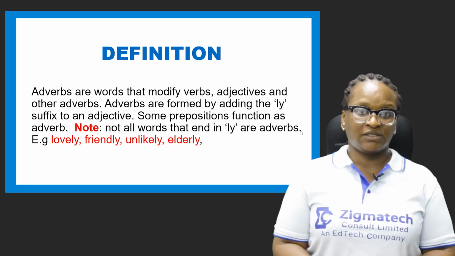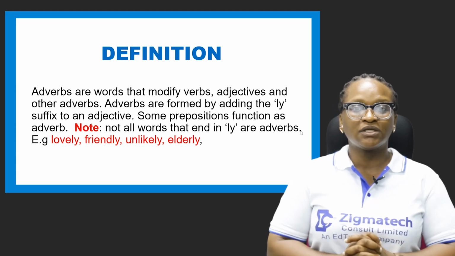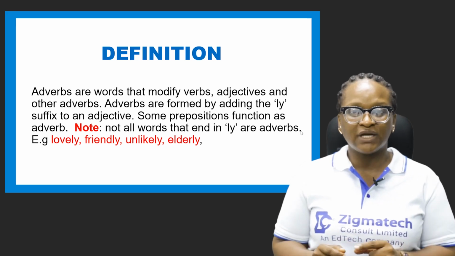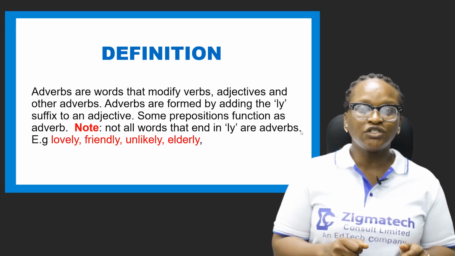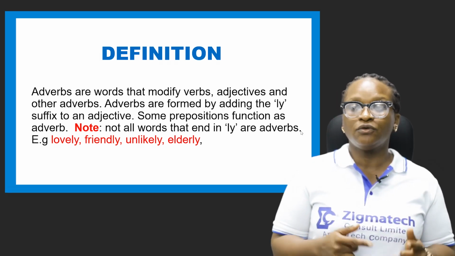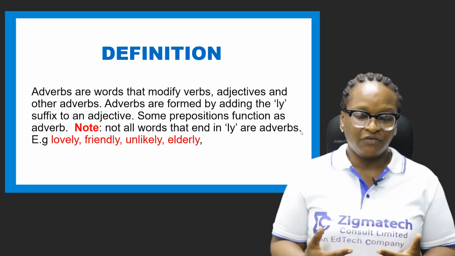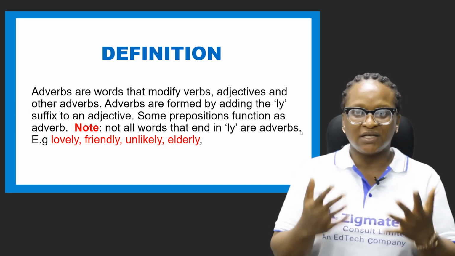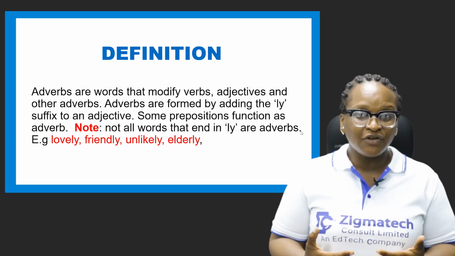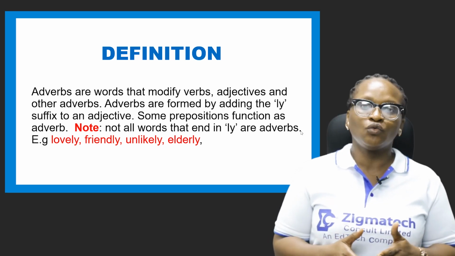All right, so adverbs basically are formed by adding the ly suffix. We've taken the topic of suffixes, and we said that suffixes are word elements added to the end of a root word to change or alter the meaning and the word class. And by word class, we still refer to parts of speech. Some prepositions, no doubt, can function as adverbs. But when we talk about adverbs holistically, we form adverbs by adding the ly suffix to an adjective.